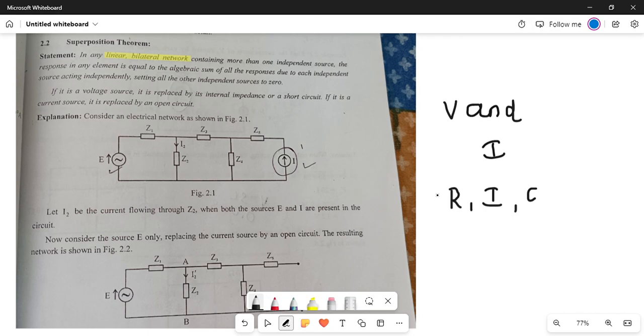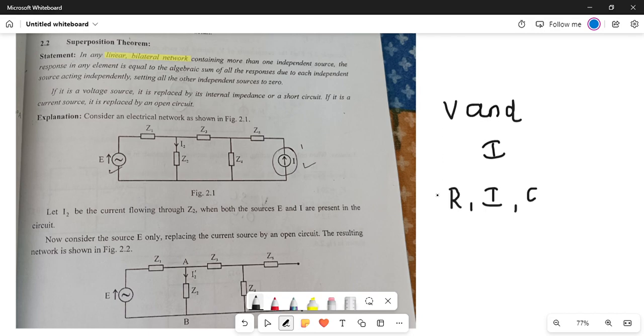So what is the linear and bilateral network combination? It is a network wherein the linear property is satisfied: there is no change in the parameters, either resistance, inductance or capacitance, with respect to the change in voltage or current with respect to time. That is linear. And bilateral means that irrespective of the direction of the voltage or current source, the properties of the circuit will not change. Both get satisfied together in a linear and bilateral network, right?